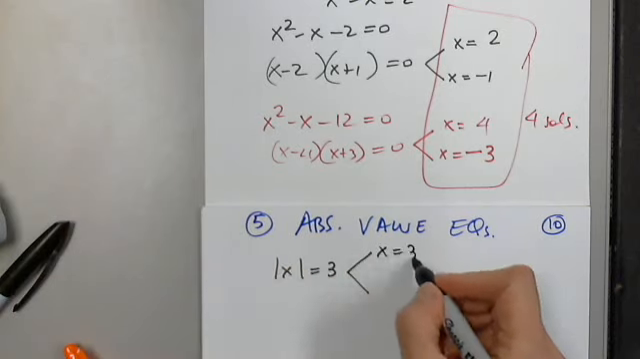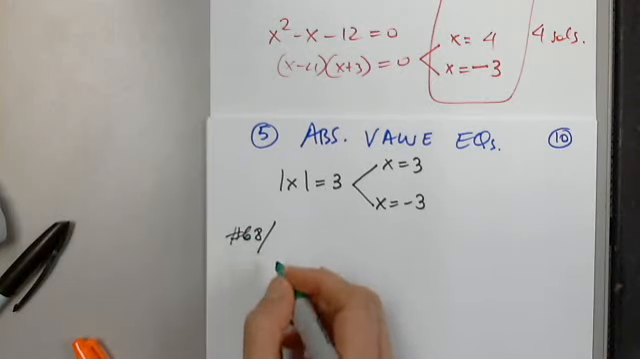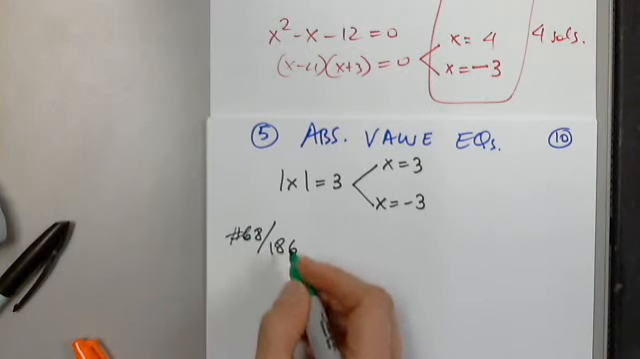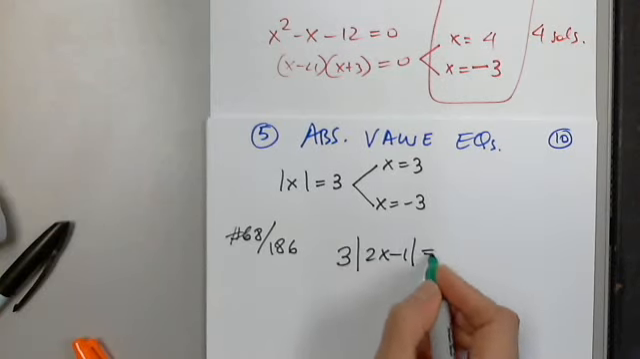All I have to do now is mimic this concept for any problem. So here is the first one. Let's say 68 on page 186, and that is 3 times the absolute value of 2x minus 1 equals 21.